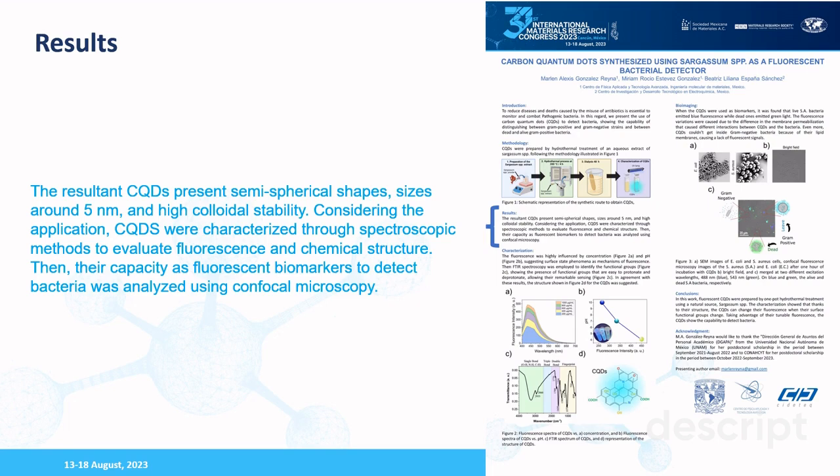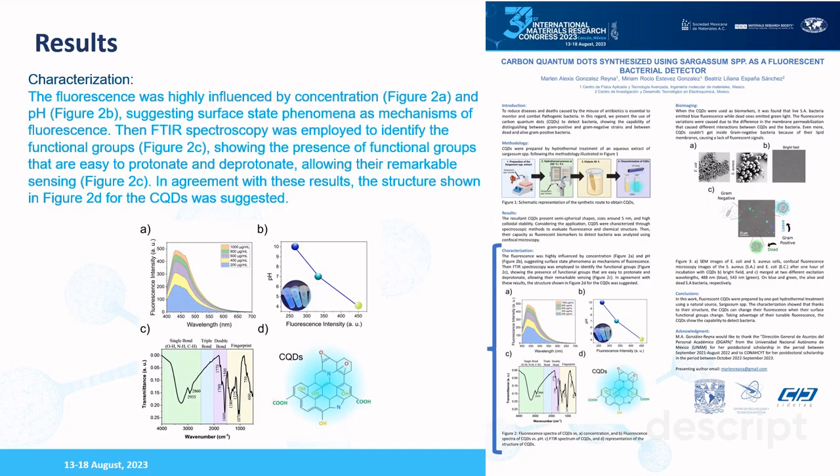Then, their capacity as fluorescent biomarkers to detect bacteria was analyzed using confocal microscopy. As can be seen, the fluorescence was highly influenced by concentration, figure 2a, and pH, figure 2b, suggesting surface state phenomena as a mechanism of fluorescence. This means that the fluorescence of the carbon quantum dots varies when their surface functional groups change. For example, they are quenched by acidifying the medium.